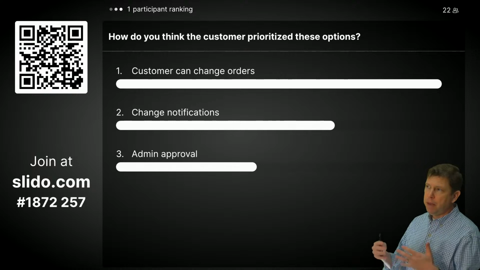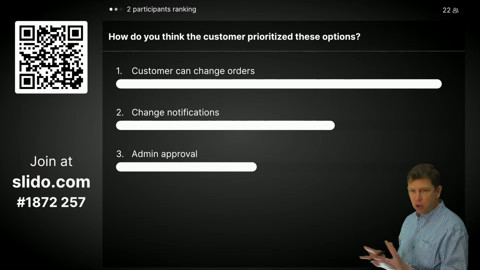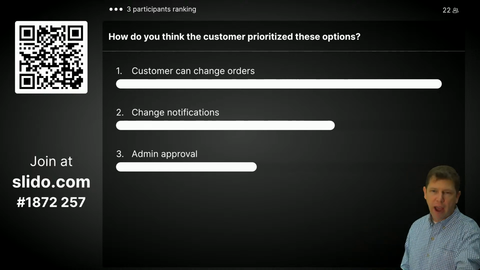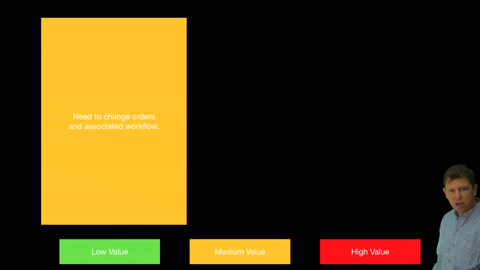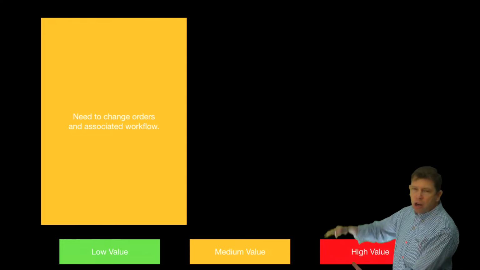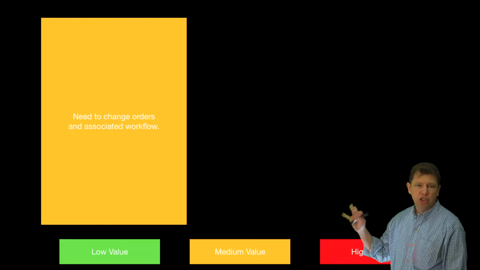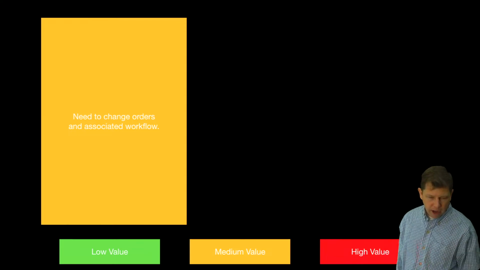Now, the people that we were working with were the admins, but the only reason they were doing this was to try to make their customer happy. So that's what we were focused on. So that's what we were trying to look at delivering first. So the monolithic story here needs to change orders and all the workflow around that.